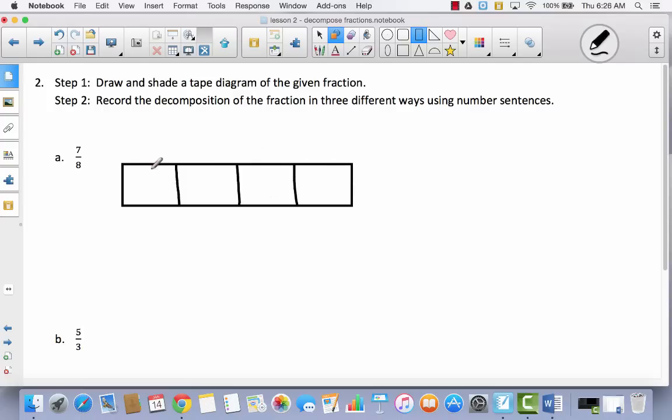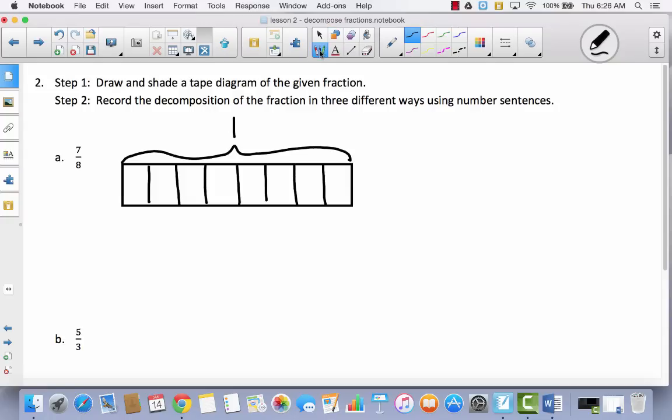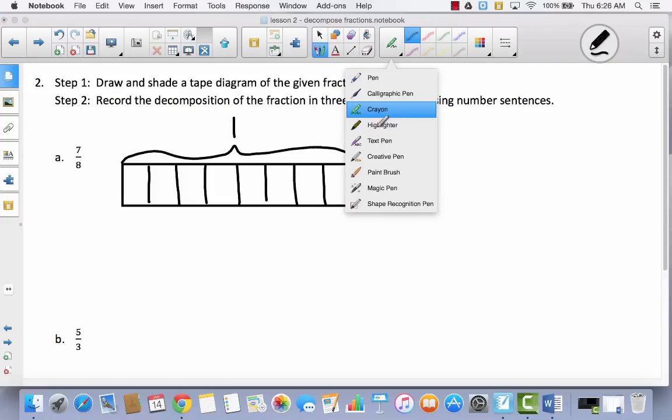All right, so now I'm going to take each fourth and divide it in half, and then I'm going to have 8 parts. So let's go back and count and make sure that I do have 8. So I've got 1, 2, 3, 4, 5, 6, 7, 8. So I'm going to go ahead and label my whole. So the whole thing makes one whole. And then I'm going to shade 7 out of 8 to show 7/8.